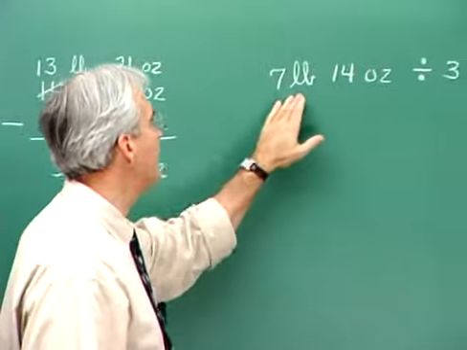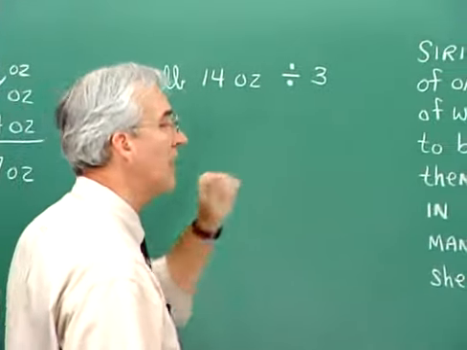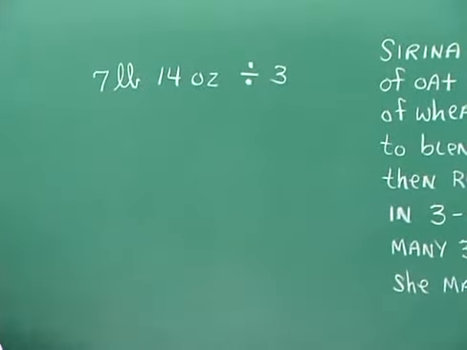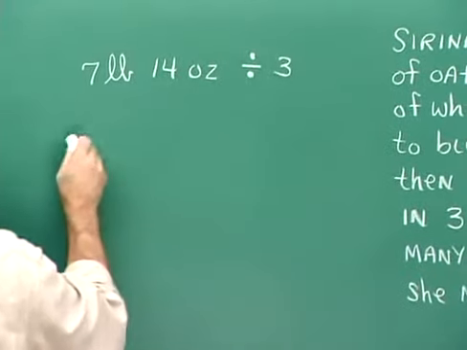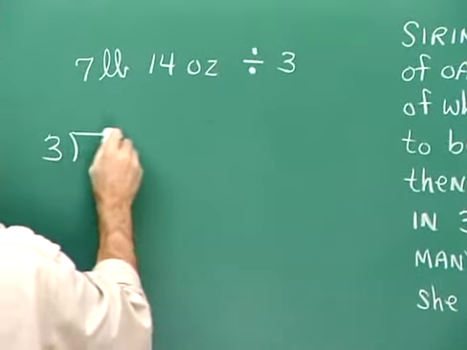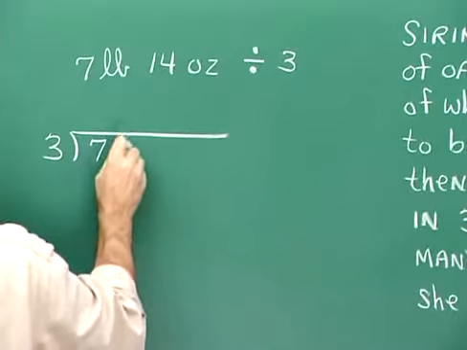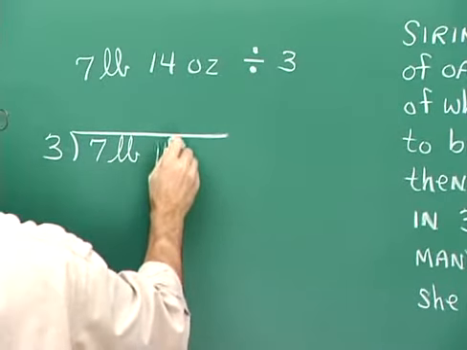Suppose we want to take 7 pounds, 14 ounces and divide by 3. Remember, in this process, we can look at it like this or we can look at it like this. 3 into 7 pounds, 14 ounces.